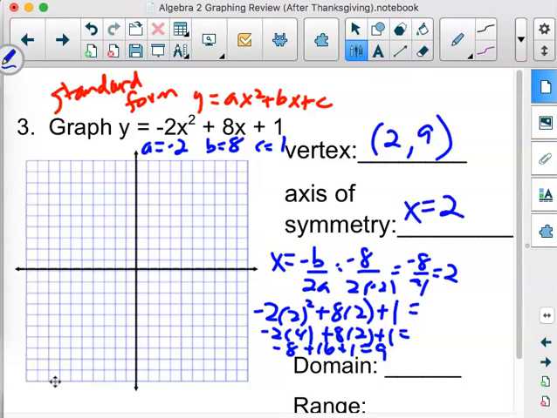Yeah, because it needs to be an equation for a line, and just like we talked about yesterday, it's going to be a vertical line for all the parabolas that we do, and that would karate chop the x-axis. So x equals 2. Well, that's a good starting place. So make yourself a little grid here, and find 2, 9.